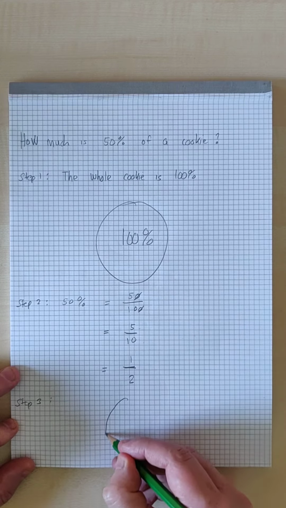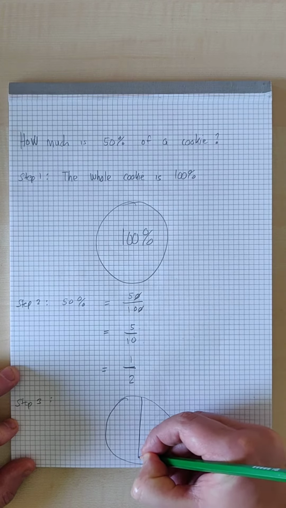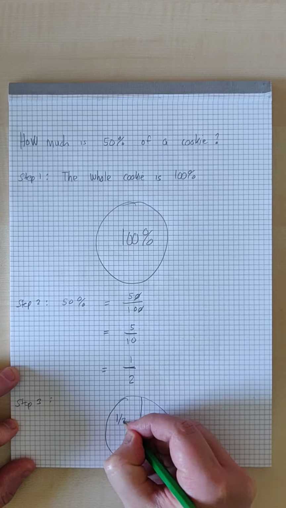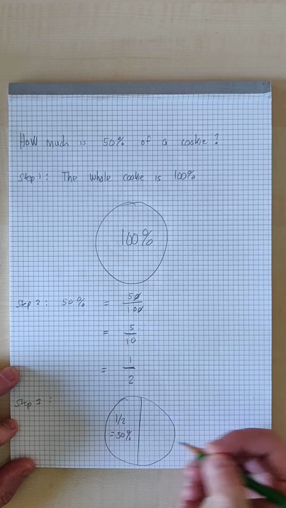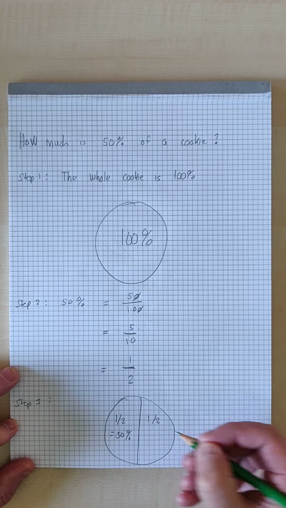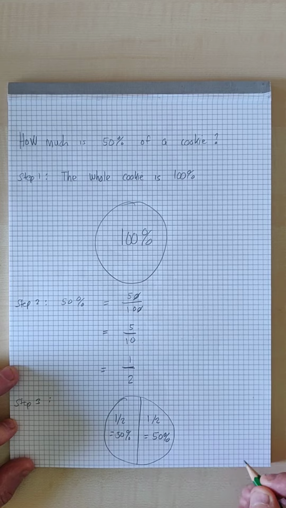So, step three, 1/2 of a cookie we have here, and that's the same as 50%. And this is the other half, also 50%. Voila.